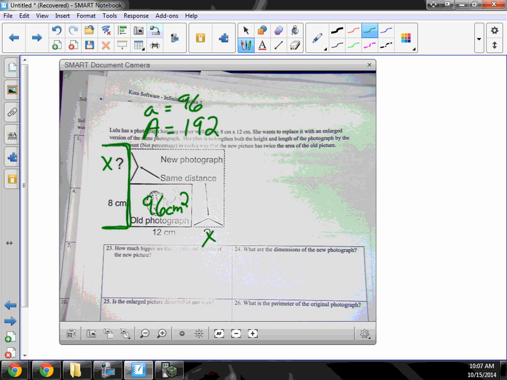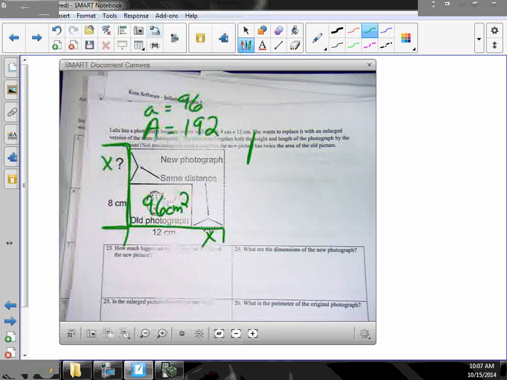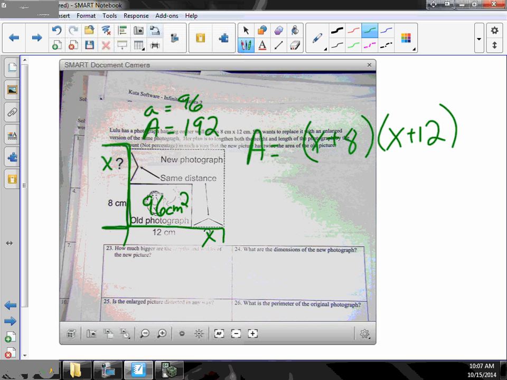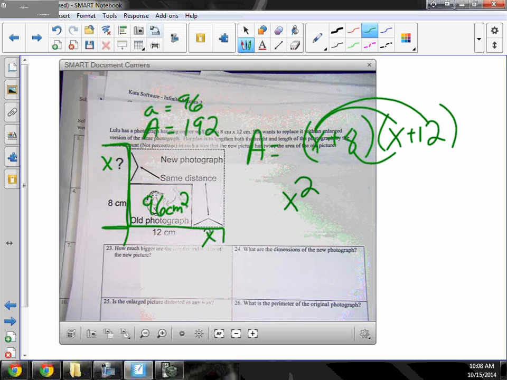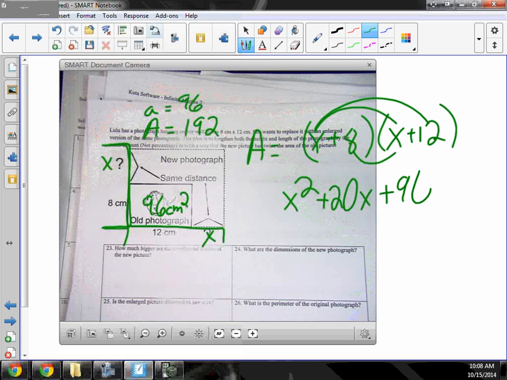x plus 8. What is this length here? And let's do x plus 12. Yep. So to calculate big A, we have x plus 8 times x plus 12. Everybody agrees? So that would be x squared. What would that give me? 12x. What would this give me? 12x and 8x make 20x plus 8 times 12 is 96.